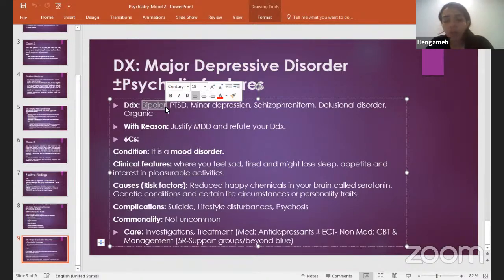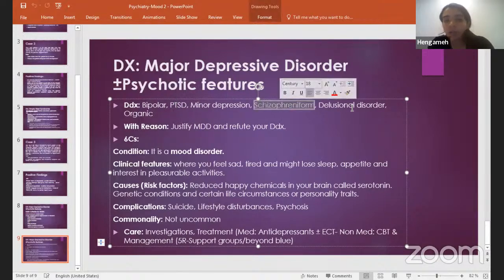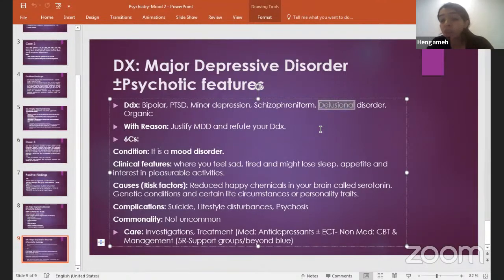It could be post-traumatic stress disorder, especially for the nurse one, if he's witnessed something traumatic, we can still mention it. A schizophreniform, acute psychosis, delusional disorder, if she's delusional because of the delusion of guilt, and organic as well.